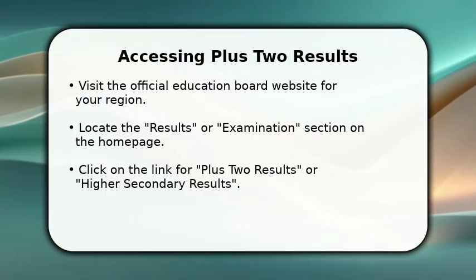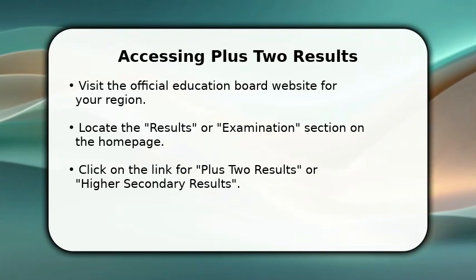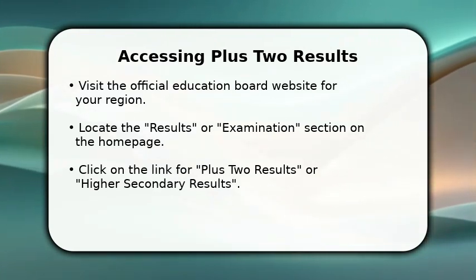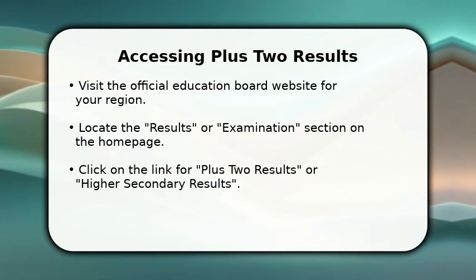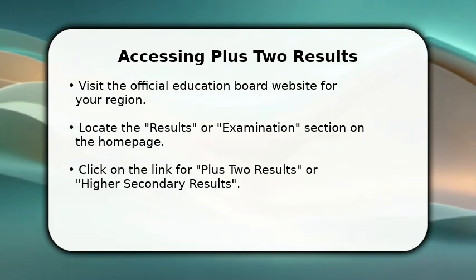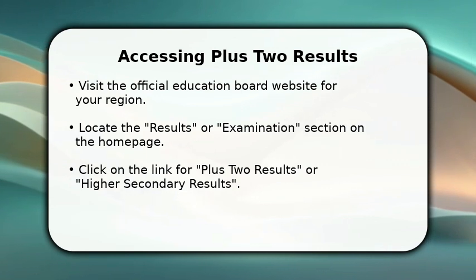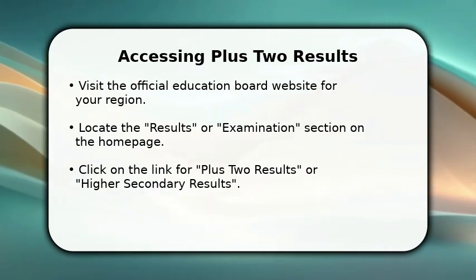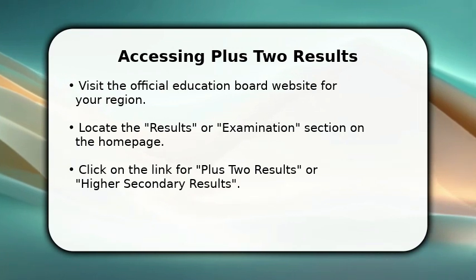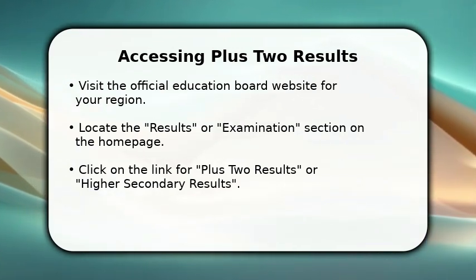In this video, I will explain how to take SchoolWise +2 results. First, navigate to your region's official education board website. Look for the results or examination section, usually prominent on the home page. Then, click on the specific link for +2 results or higher secondary results to proceed.